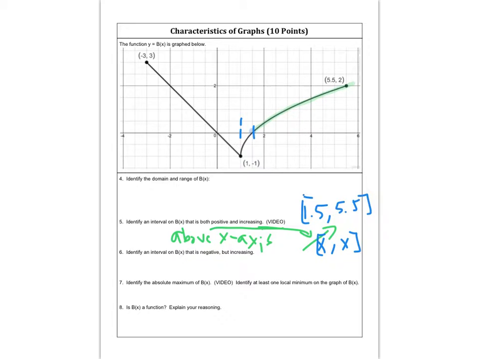The absolute maximum of b of x is going to be the absolute highest place in the graph, which is up here. So that's my absolute max. And that's going to be at x equals negative 3, y equals 3.